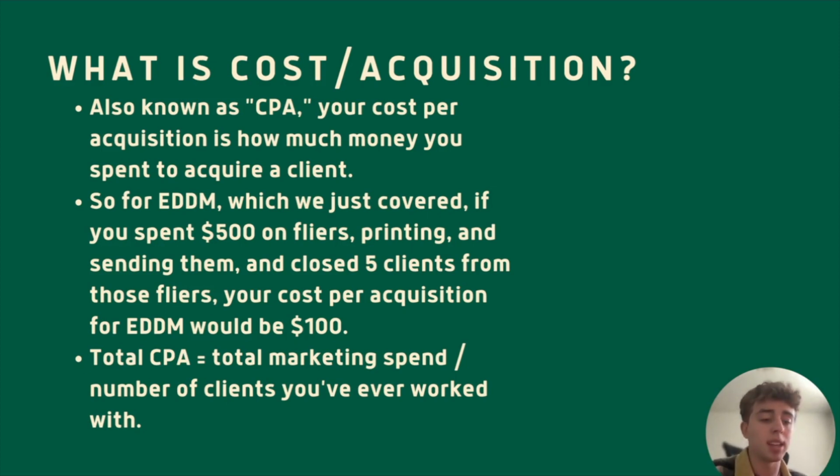Your total CPA, and this is across all marketing methods, is your total marketing spend, everything that you've spent on marketing in a given amount of time, divided by the number of clients that you've worked with. This is not the number of clients that you still have, it's the number of clients that you have worked with in that period of time. So for example, if you spent $20,000 on marketing and you've worked with 100 clients, you know that your cost per acquisition in total is $200 per client.